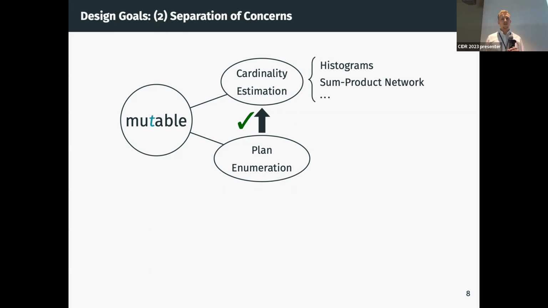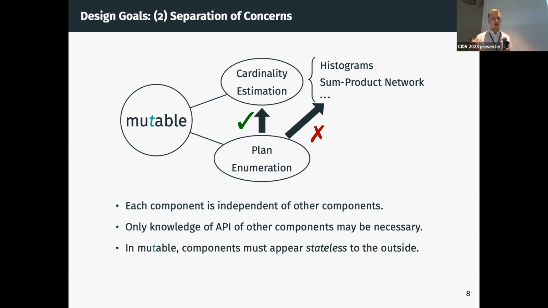Now, what's very important is that we make sure that the implementation of the plan enumeration component does not depend on a particular implementation of the cardinality estimation component. If that were the case, you would violate the separation of concerns, right? And you could not simply plug in an alternative cardinality estimator because suddenly the plan enumeration would break. For a developer, this means he or she must only have knowledge of the API of other components and must not be concerned with more details of these other components. We also add one more particular constraint here, and that is in Mutable, the components must appear stateless to the outside. What this means, I'll explain in a few slides.